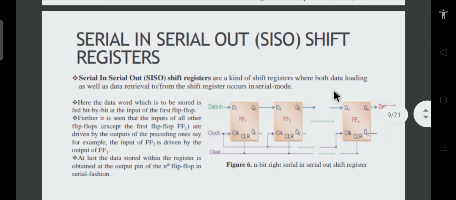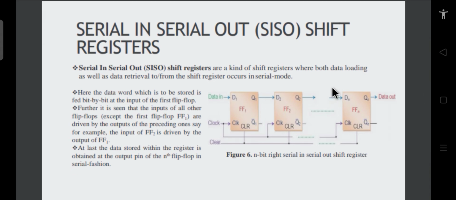Now let us discuss the various types of shift registers. When we say that data can be moved in the registers, the data can be transferred in 4 forms. When the input is in serial form, and the output is also in serial form, that type of shift register is called serial in, serial out.